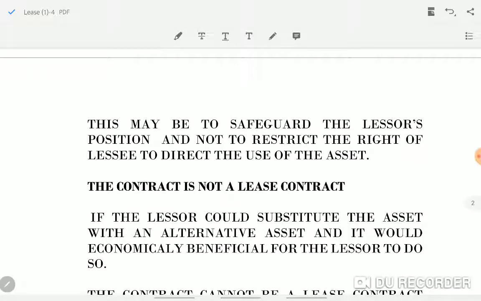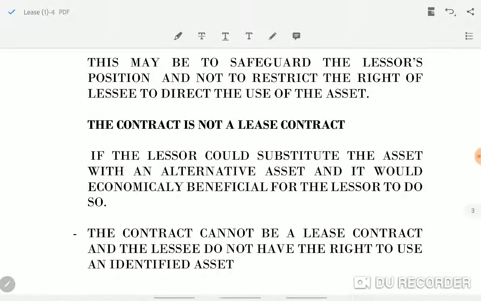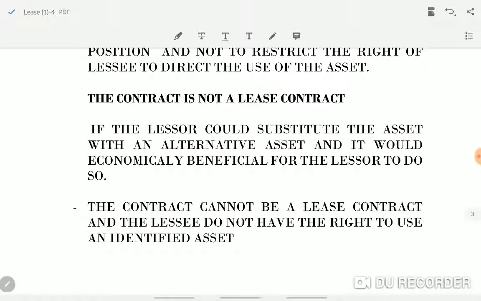One more thing we can say before we go to the other point: the lessor may impose these restrictions mainly to safeguard the interest of the lessor and the lessee. Next point. The contract is not a lease contract when, suppose in the contract, the lessor has the right to substitute the asset with an alternative asset. Then they are telling the contract is not a lease contract.